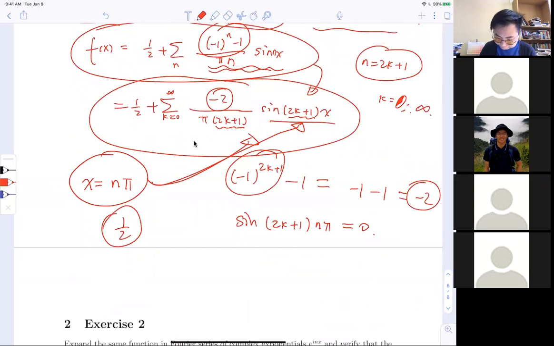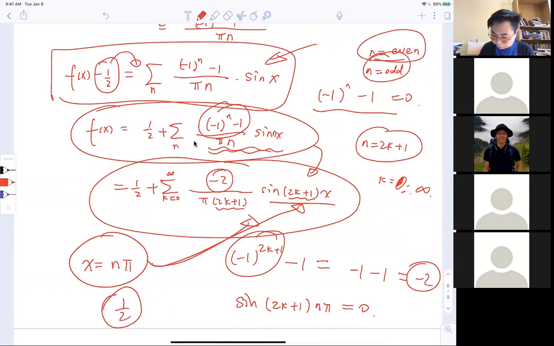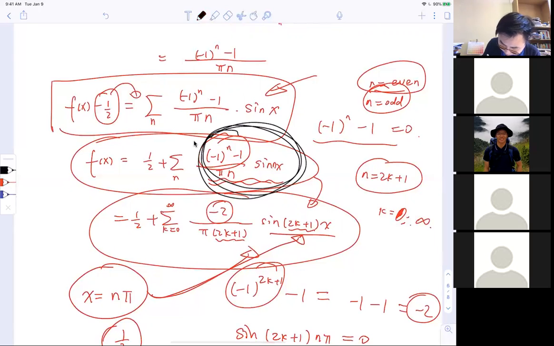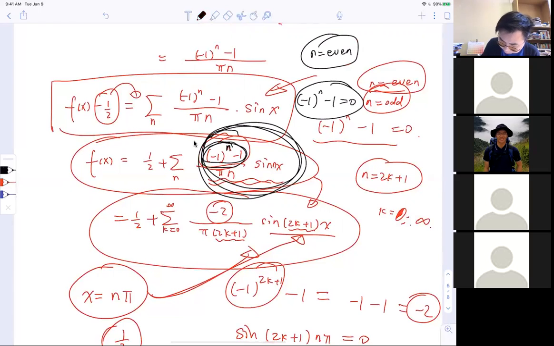Wait, why did you set n equal to 2k plus 1 again? Oh, it's because, okay, so look at this. Let's use another color. Look at this term, especially this numerator. If n is even, for example n is 2, then (-1) to the n power minus 1 is always 0. So only when n is odd, the term is non-zero. So we set this n to 2k plus 1. That makes sense. Thank you.